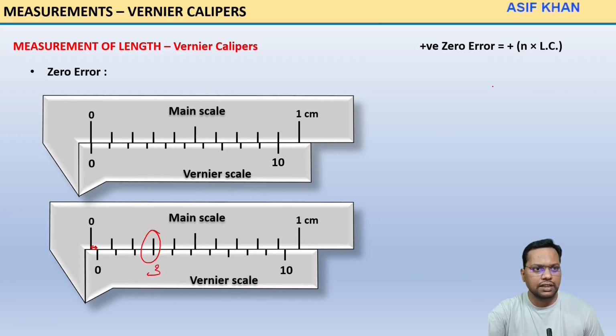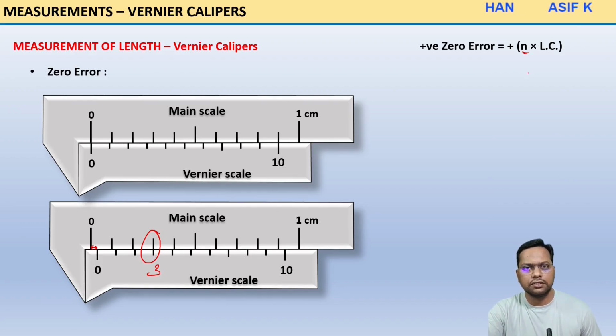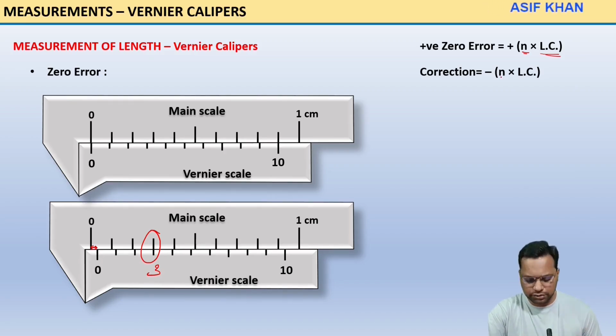If you generalize, you can take small n, which indicates the division on the vernier scale that is coinciding with the main scale, and the least count of the vernier calipers. That gives the positive zero error of the vernier caliper. What we need to do is subtract this length from the observed reading, so the correction will be negative. Therefore, the negative of n into LC gives the correction of the vernier calipers which has a positive zero error.